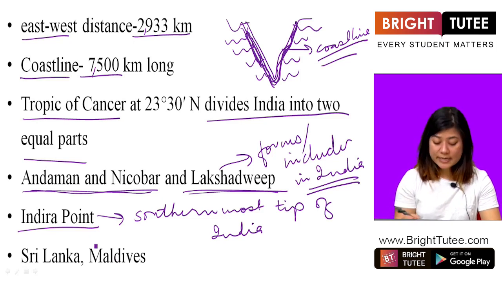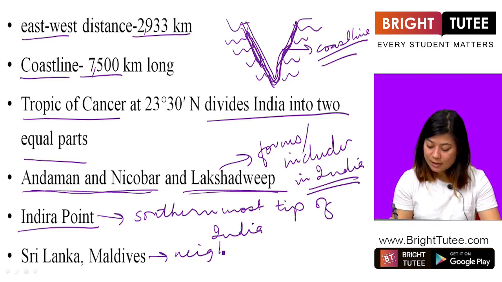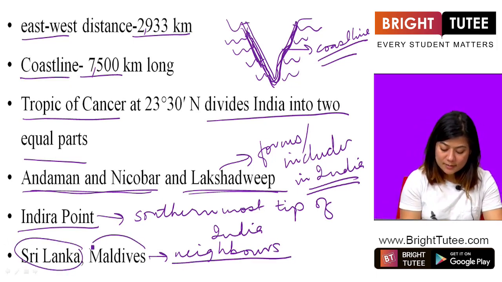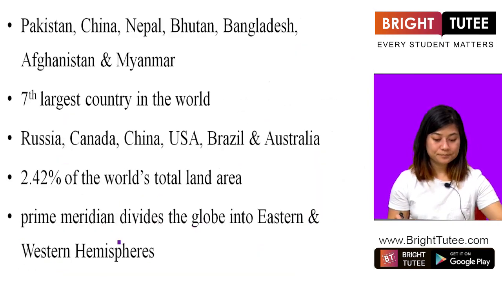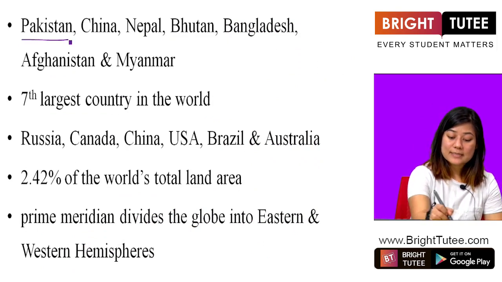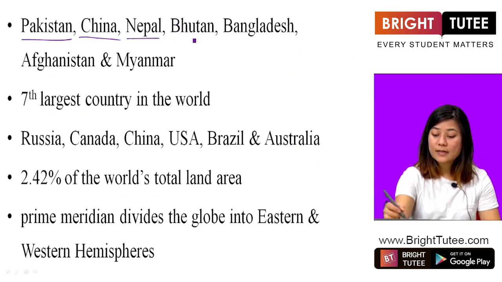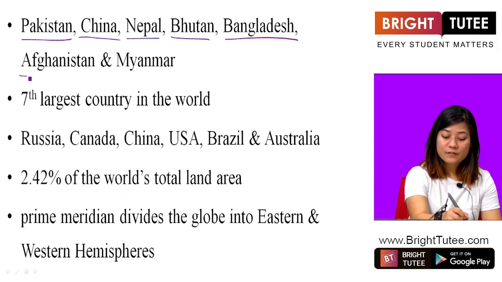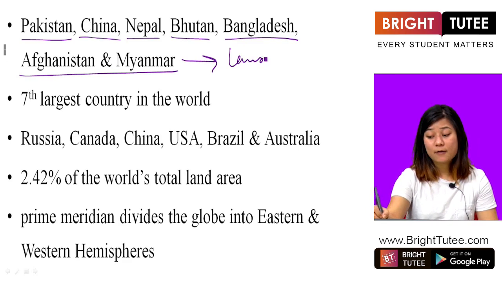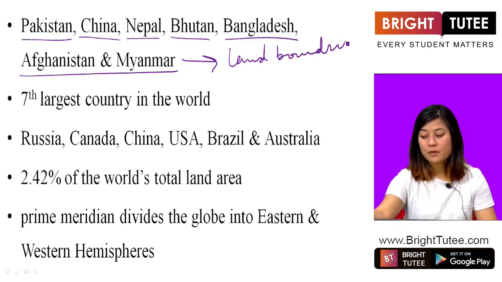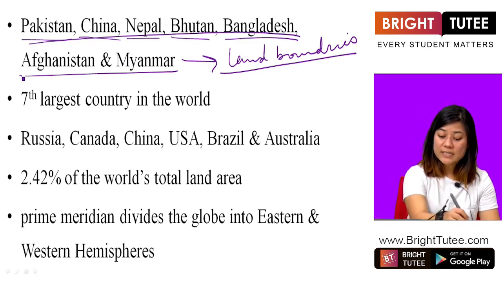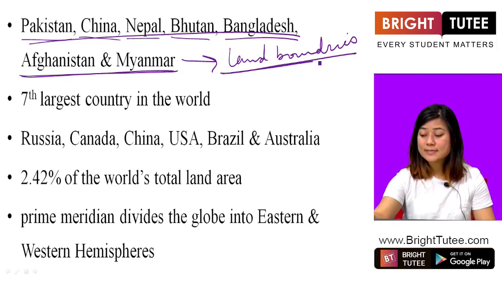India's neighbors in the south are Sri Lanka and Maldives. And its neighbors in the north are Pakistan, China, Nepal, Bhutan, Bangladesh, Afghanistan and Myanmar. They share land boundaries. If you remember, we did this question a little while ago. So these are the neighbors of India which share land boundaries.